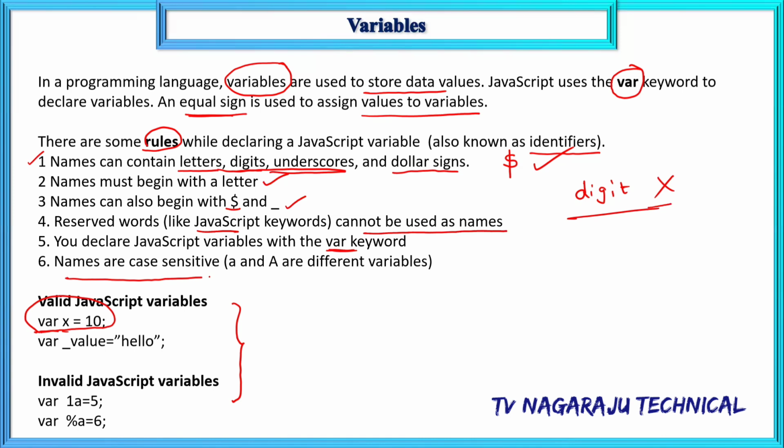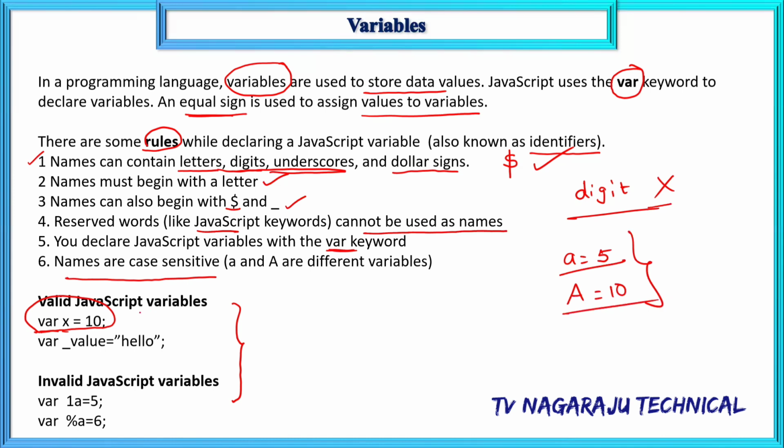And the names are case sensitive. What is the meaning of case sensitive? Uppercase and lowercase are different. Suppose a = 5, capital A = 10. This means this is one variable, this is another variable.